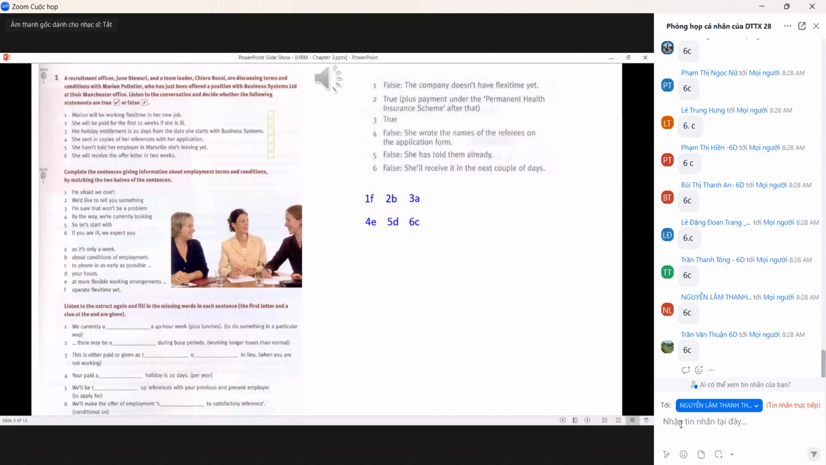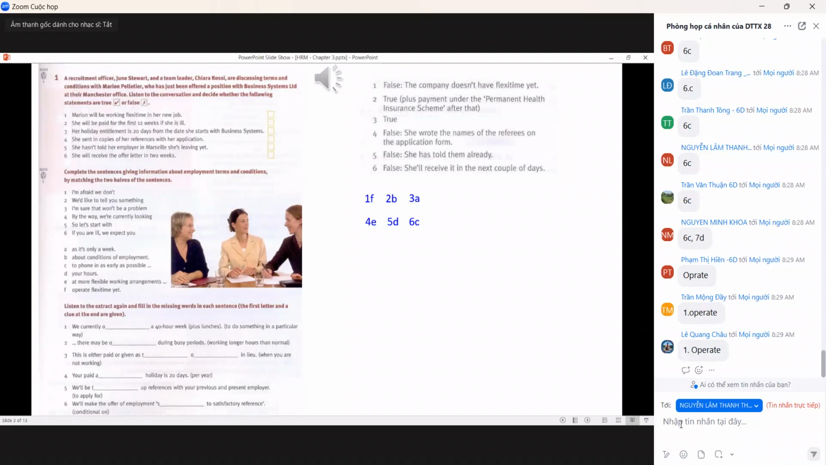Part 3, the missing words. Number 1, we currently, oh, that is the first letter. How about the left ones? 7 is where? There is no 7. Operate. We currently operate a 40-hour week.